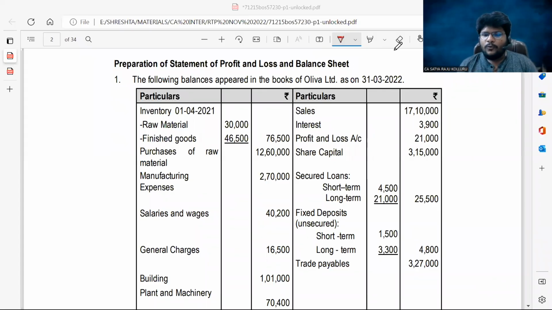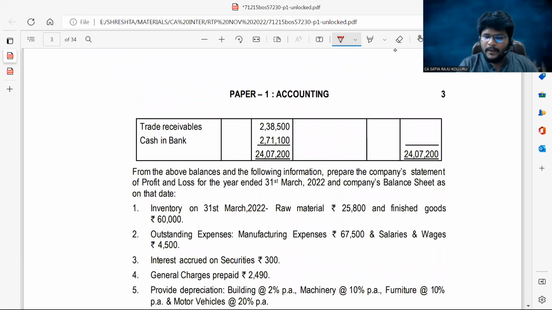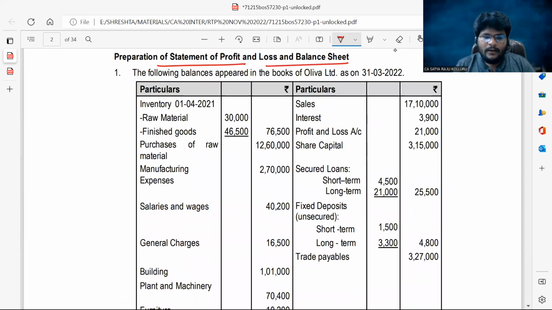Guys, this problem is related to preparation of financial statements, which is problem number 1, related to preparation of statement of P&L and balance sheet. So numerous problems we have done in our lectures with respect to preparation of statement of P&L as well as preparation of balance sheet. Now in the first problem, the requirement is to prepare the company's statement of P&L as well as company's balance sheet as on that date. Just as a matter of discussion, I will check the summary only. I don't want to provide the in-detail discussion with respect to this problem. Now, the following balances appeared in the books of Oliva Limited.